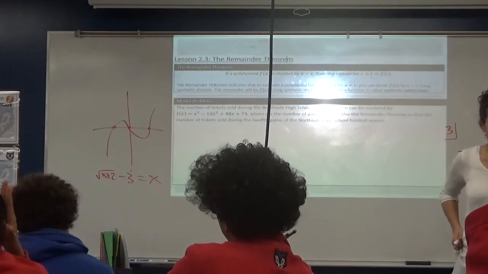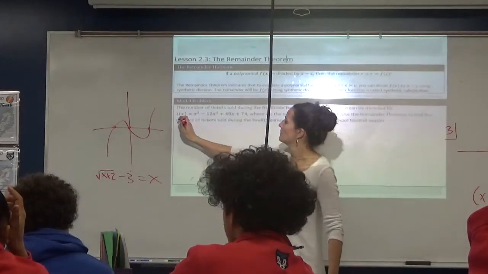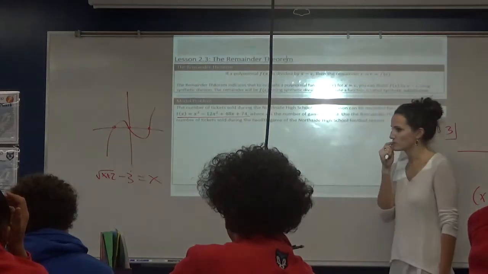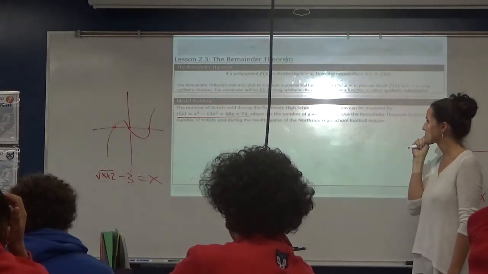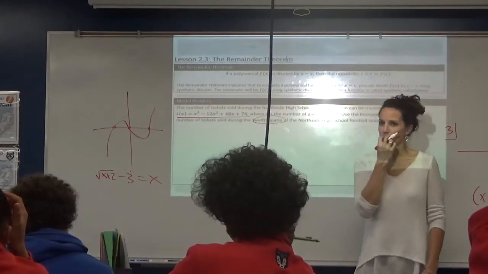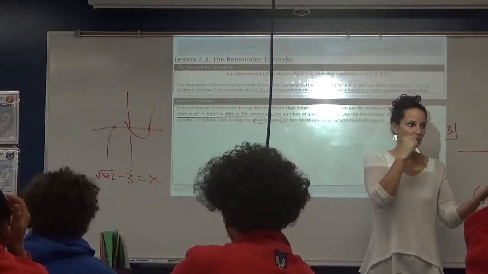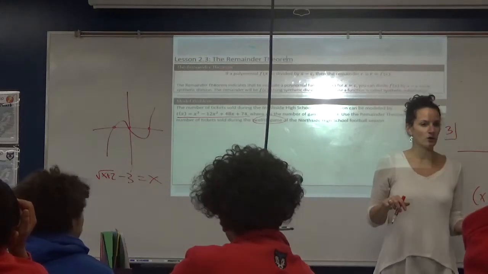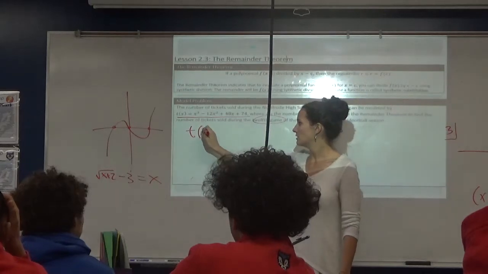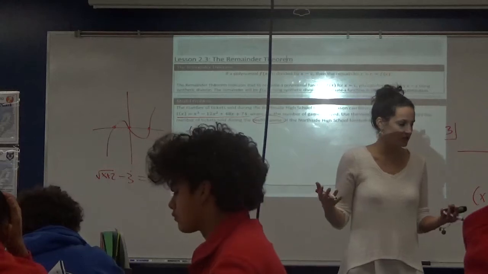Jason, go for it. The number of tickets sold during the Northside High School football season can be modeled by T of x, where x is the number of games played. Use the remainder theorem to find the number of tickets sold during the 12th game of the Northside High School football season. Okay, so you've got a function for tickets based off of x, the number of games. We want the number of tickets for how many games? 12. So we want T of 12.